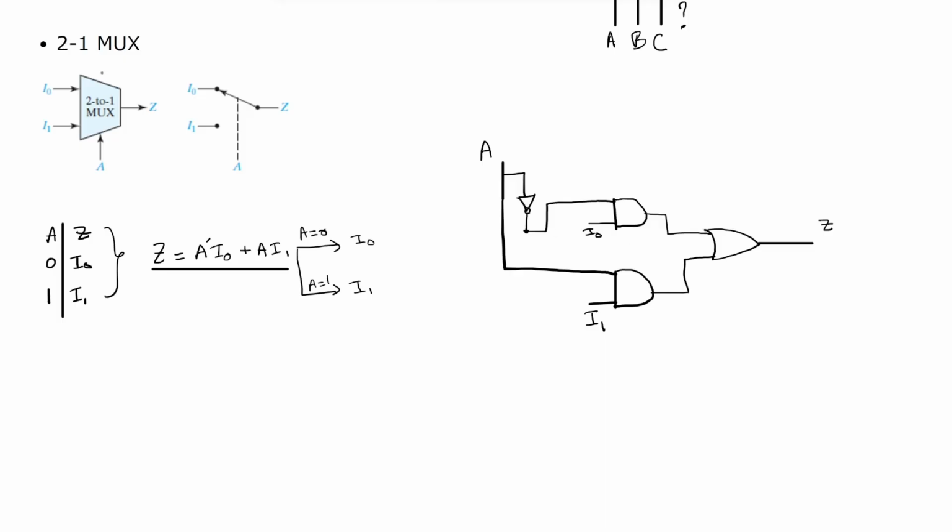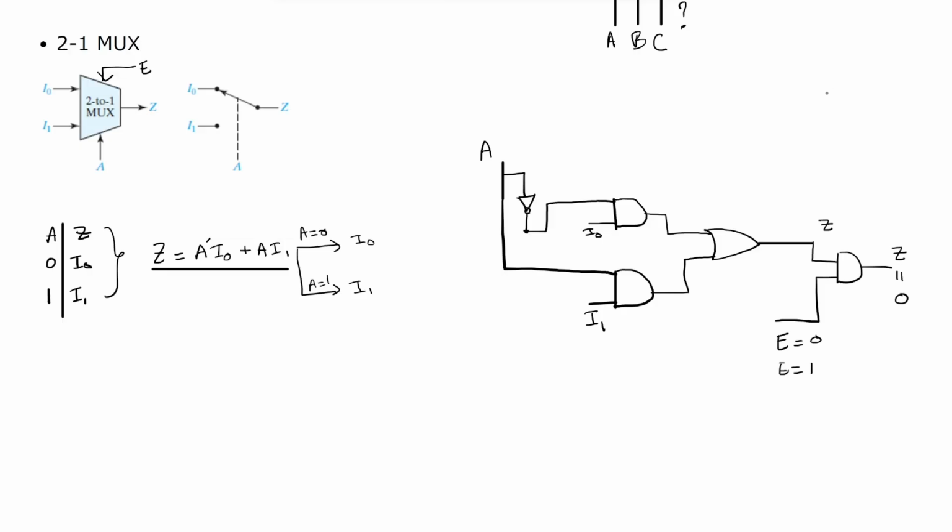Sometimes we see these with an enable port. If you see this with an enable port, we can simply add an AND gate here at the output, and then this will become our output Z, and this will be the enable port. As we see, if E is 0, the output will always be 0, but if E is 1, we will enable this circuit. So we can pass I0 or I1 to the output.